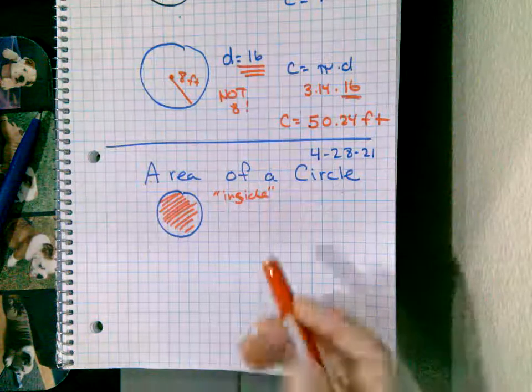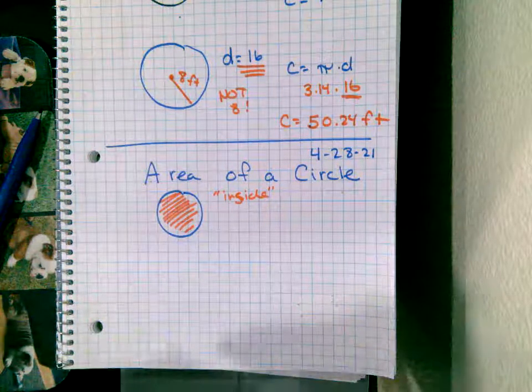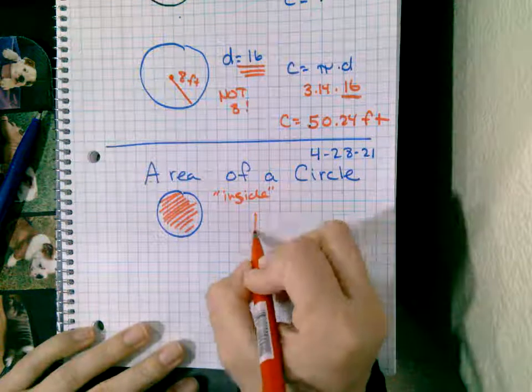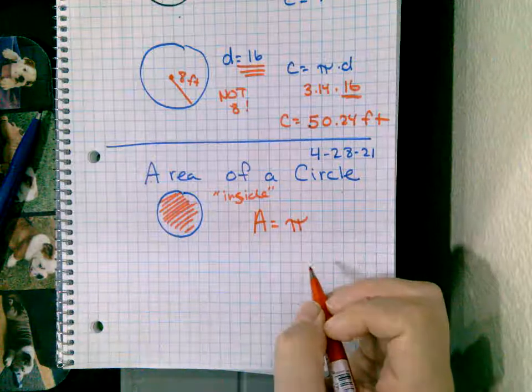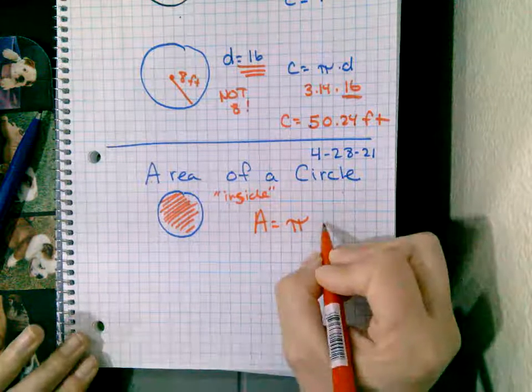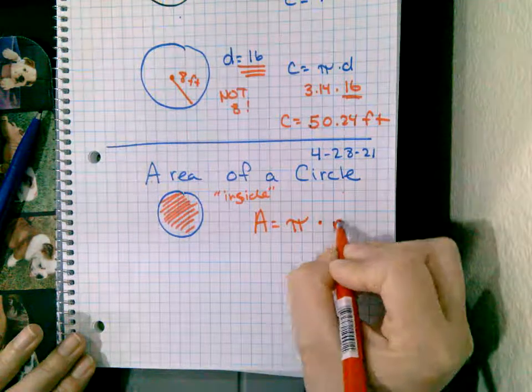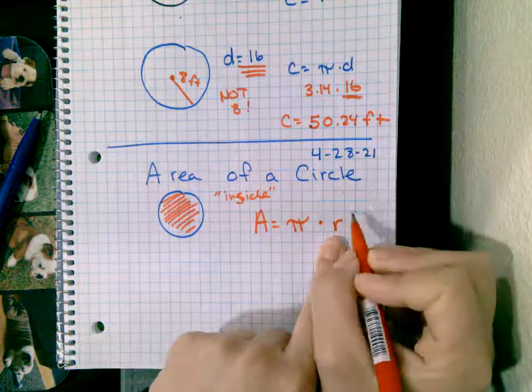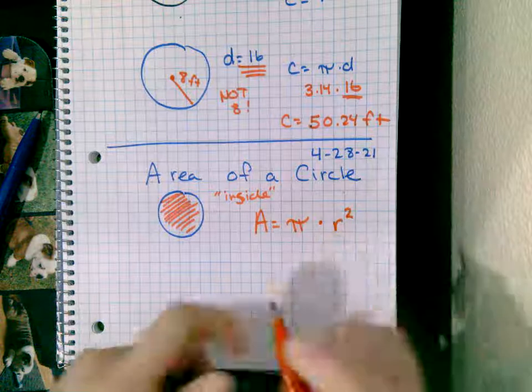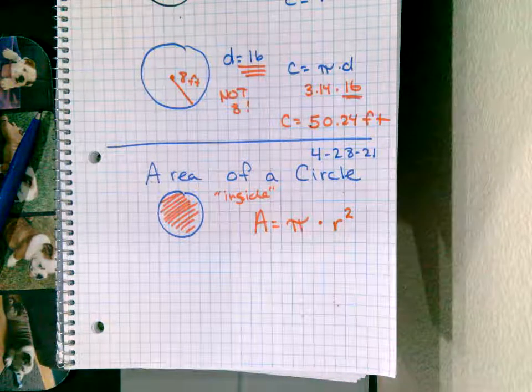Okay, cool. So the formula for the area of a circle is area is equal to pi. Okay, so we've done pi before. We know what pi is. Times r, so the radius, not the diameter, squared. What does that mean?